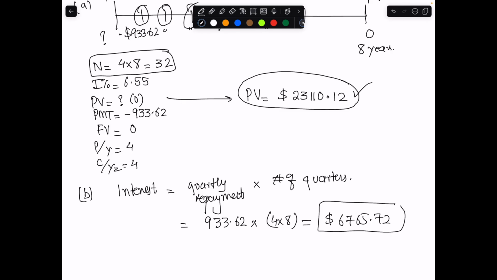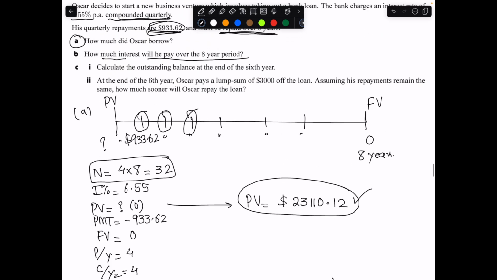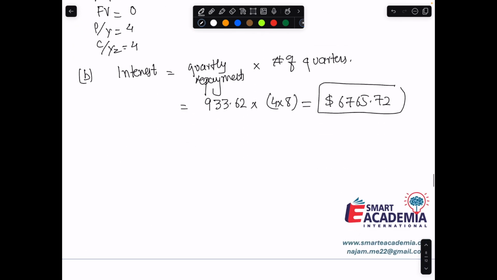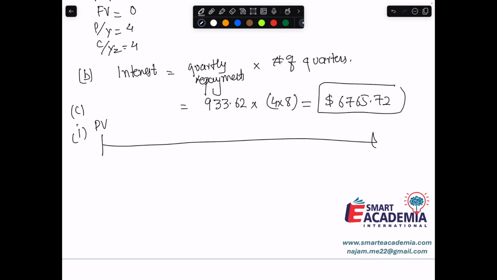So this is the interest that Oscar is paying on his bank loan of $23,110.12 for 8 years. The C part has further 2 parts. It says calculate the outstanding balance at the end of 6 years. Same thing. So far, what do we know? This is C first part. So we know that our present value is 23110.12. This is what Oscar borrowed. We know that every quarter Oscar is paying negative 933.62. What we need to find is the future value after 6 years.